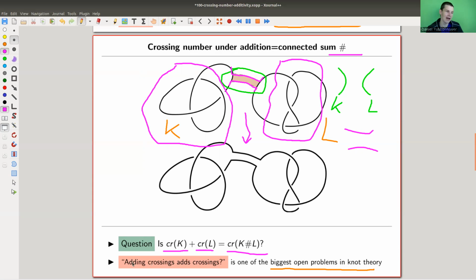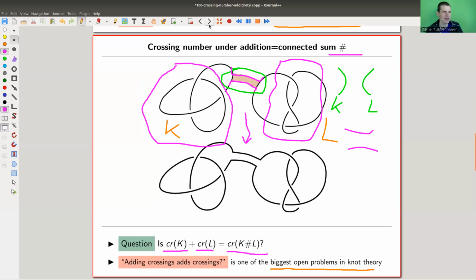And that's what I call adding crossings adds crossings, because I take knot K and add the crossings of knot L, but I'm not sure whether this really adds crossings or whether there's now some very crazy, unimaginable simplification that you could run to make it actually simpler. That's a little bit shocking, right? It just sounds very innocent. It sounds like something someone would have proven in the past, whatever, 120 years of knot theory, roughly. But no, it's still an open problem in knot theory.